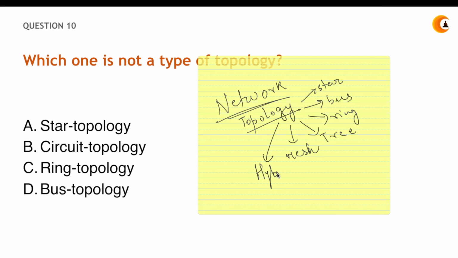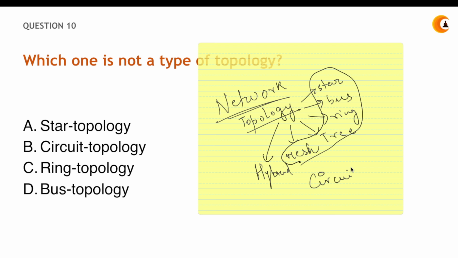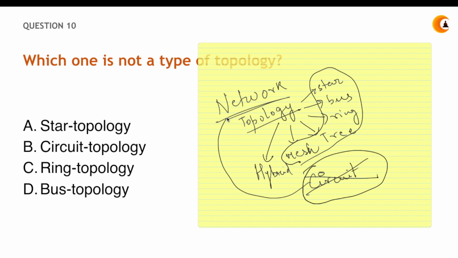hybrid topology is also there, that is a mixture of some of these. So we have multiple topologies. One topology that we don't have is a circuit topology. This is not there. Circuits are normal circuit connections. There is no topology in understanding a circuit. So which one is not a type of topology in networking, that is a circuit topology. There is no particular pattern to it, thereby you cannot classify it as any topology.